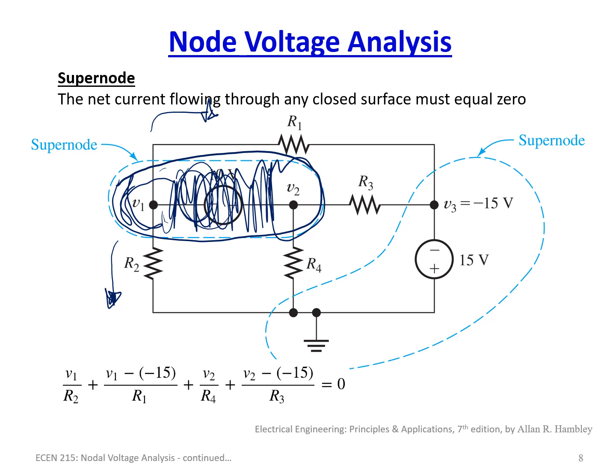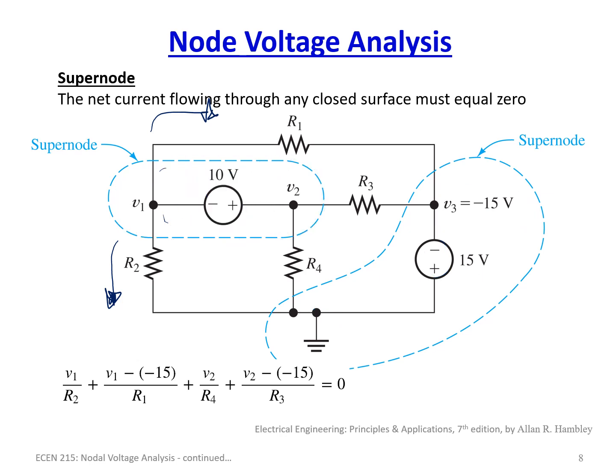That's V1 minus 15. So it's still considering this node voltage. This node voltage is minus 15 volts simply by the fact that we've got ground here and we got minus 15 volts that's being generated because of the way this is hooked up. So V3 is by definition minus 15 volts.